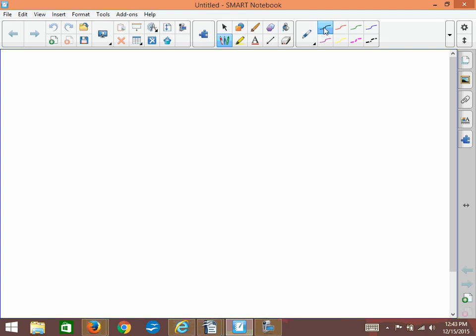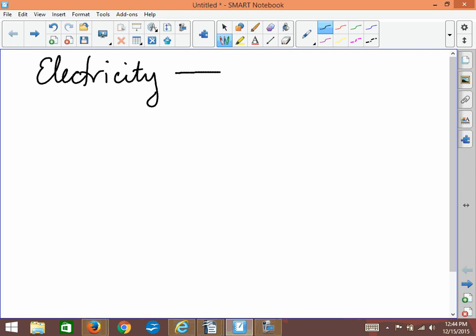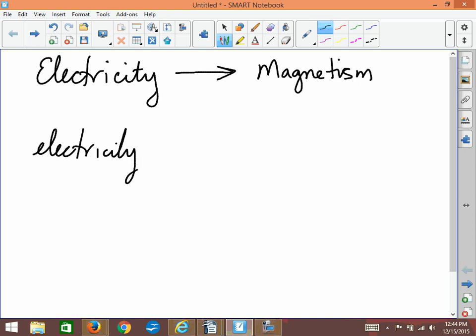Hi everybody. Now that you've learned a little bit about electricity and a little bit about magnetism, we are going to study what happens when electricity and magnetism get together. In fact, the first thing we're going to look at is how electricity can cause magnetism. Electricity causes magnetism is a very simple statement. And we're going to show how that can happen.